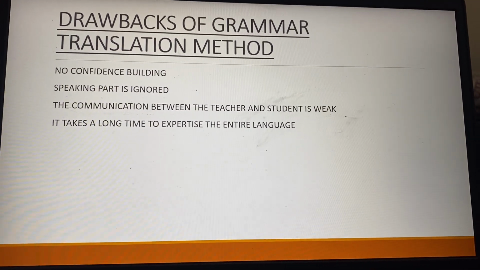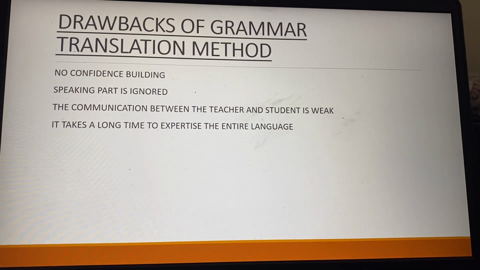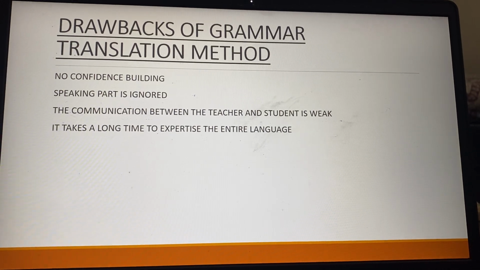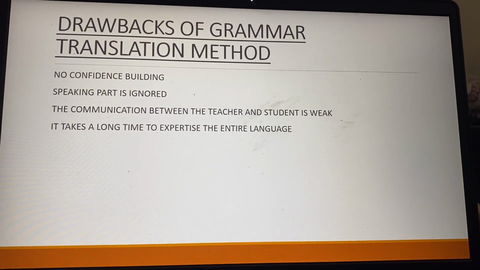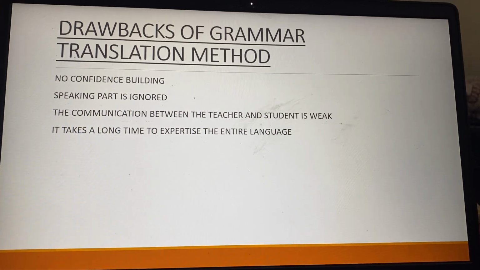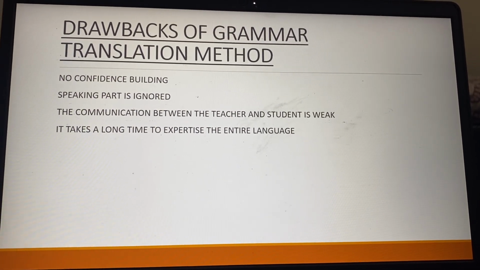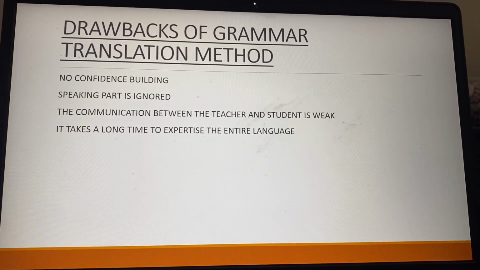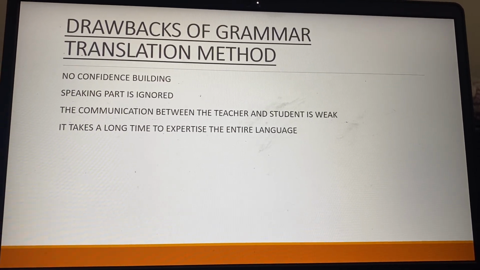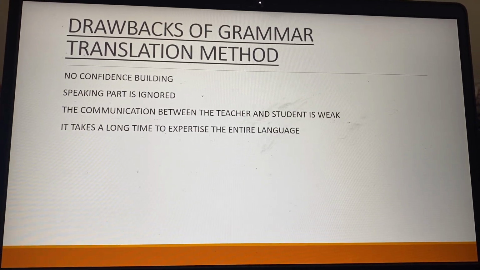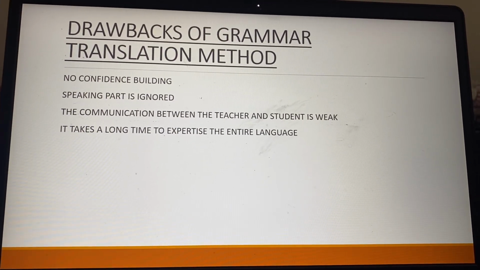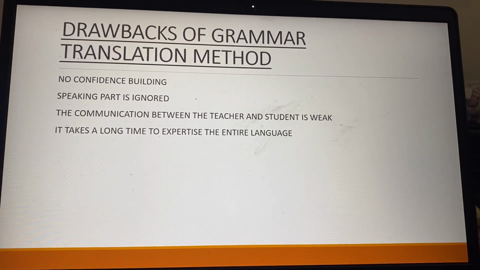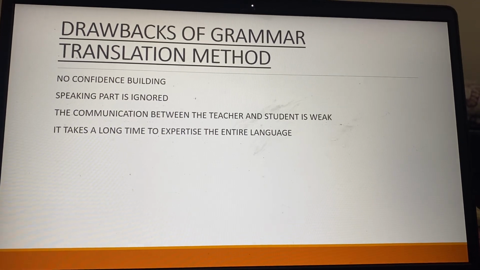Speaking part is ignored because mostly the focus remains on the reading and the words and the translations. You hardly get any time to speak up, so there are no questions put up by the teacher. Because it's all about grammatical rules and not about speaking the language, I think that is a big drawback. That is a big drawback.